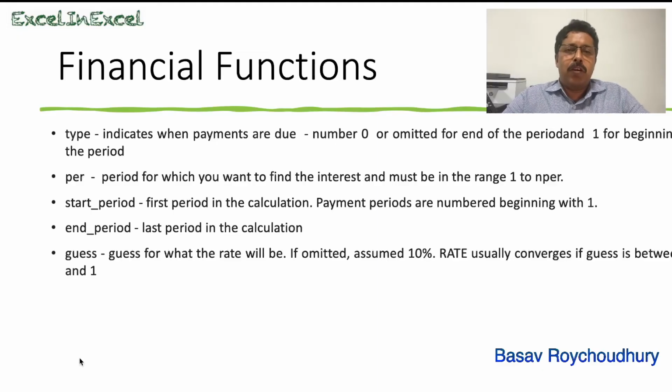And most of the time guess would be optional. That means it will be within the square bracket, and you would see you can avoid it. If you avoid it, it takes a default value of 10%. Okay, right. 10% basically means 0.1. But what does it mean? Why do I need a guess? All right, so let's understand that.